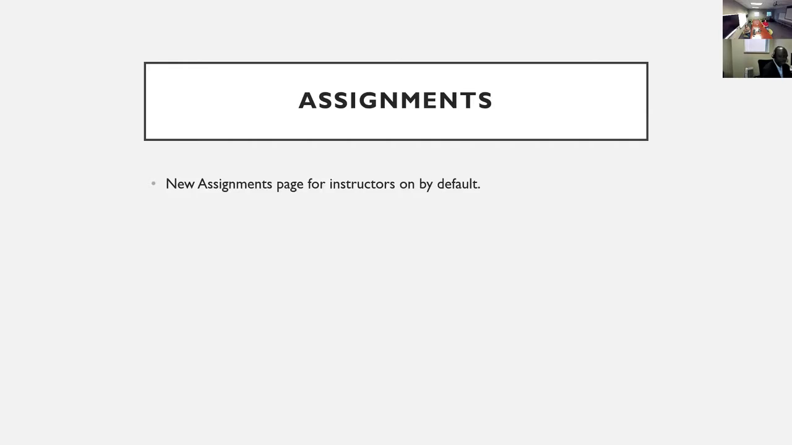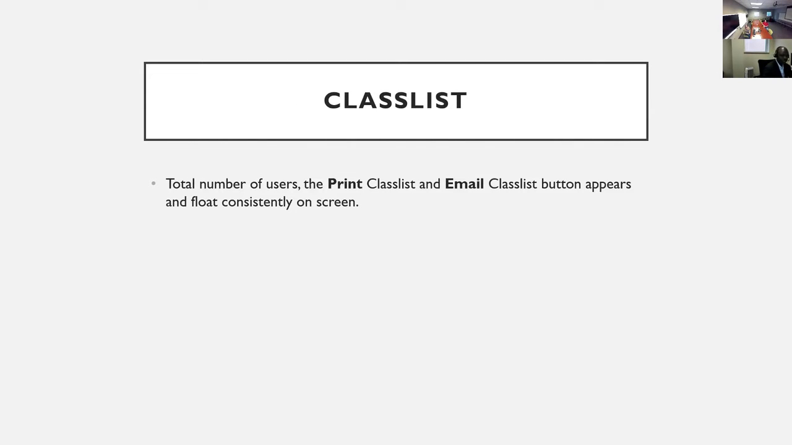The next one is the class list. So there are 3 changes to the class list. Right now in the class list, you should be able to see the total number of users. When you are using the print class list as well as the email class list button, they are going to be floating, and the interface should be consistent all throughout your class list.